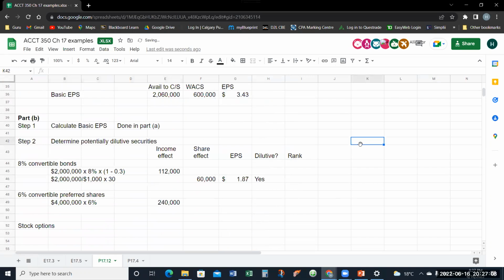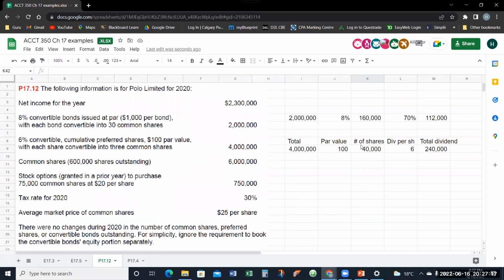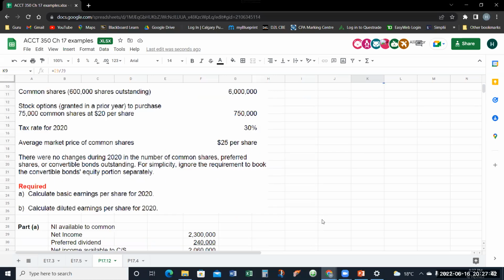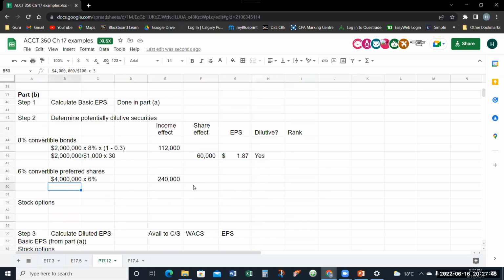So 6% of 4 million, 240,000. That's the income effect. What's the share effect? Well, you've got to look at how many shares would have to be issued. You're looking at 40,000 preferred shares right now, and each preferred share is convertible into 3 common shares. If each preferred share can get 3 common shares, the total number of common shares that would be issued if the preferred shares were converted is 120,000. So 40,000 shares multiplied by 3 shares each, that's 120,000.